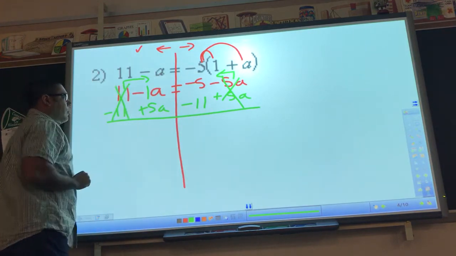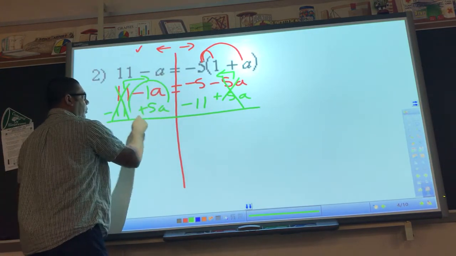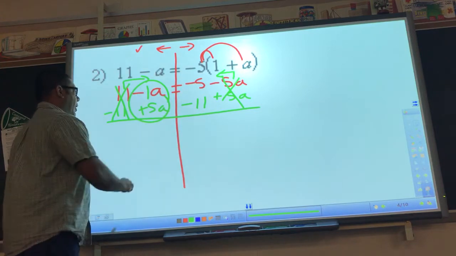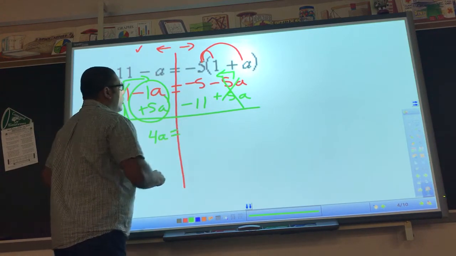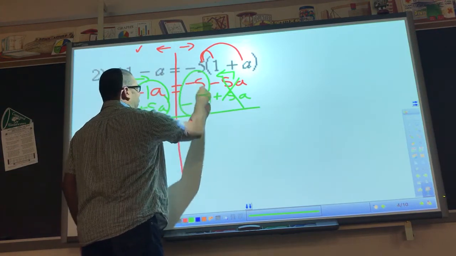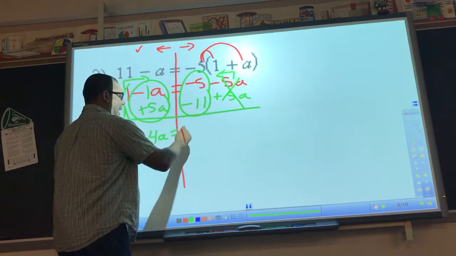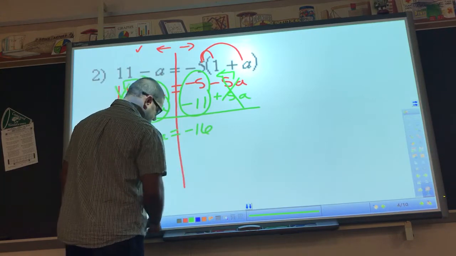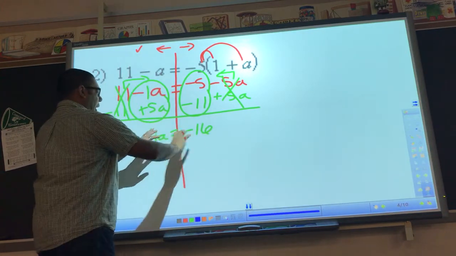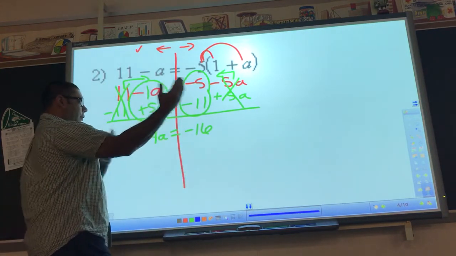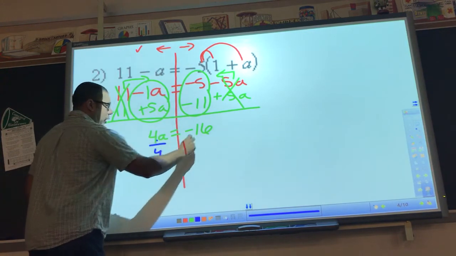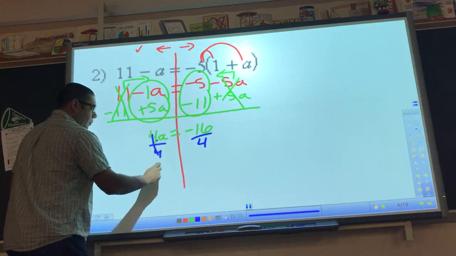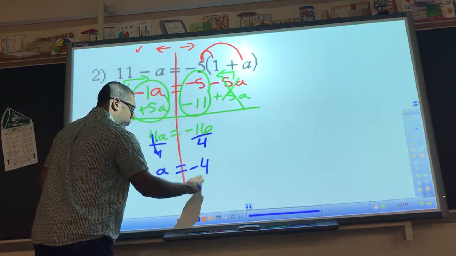And that is 0. Now I need to collect my like terms. Negative 1a plus 5a, different sign, subtract, keep the larger. Negative 5 plus negative 11, same signs, add, keep the sign. Now that they're on opposite sides, I must finish them. This is multiplication, so I'm going to divide both sides by 4. And a equals negative 4.